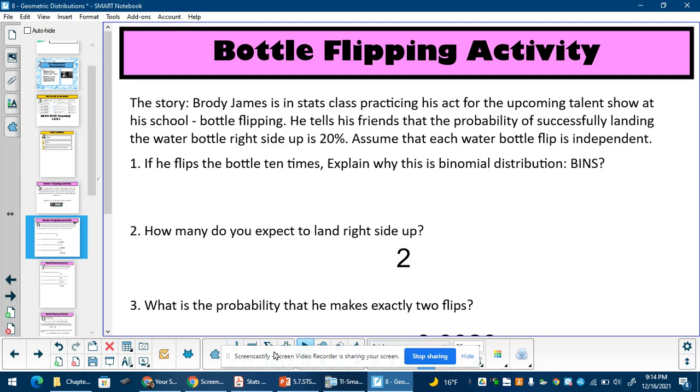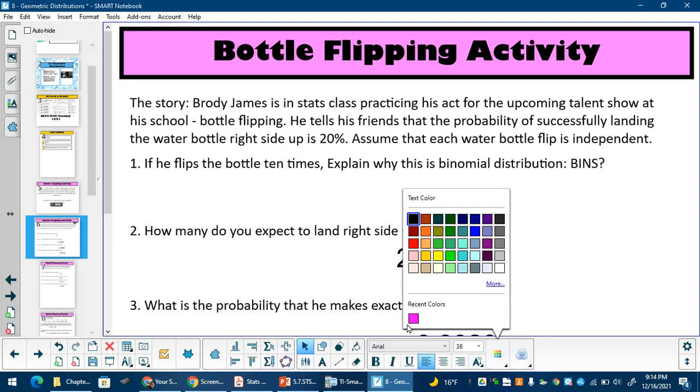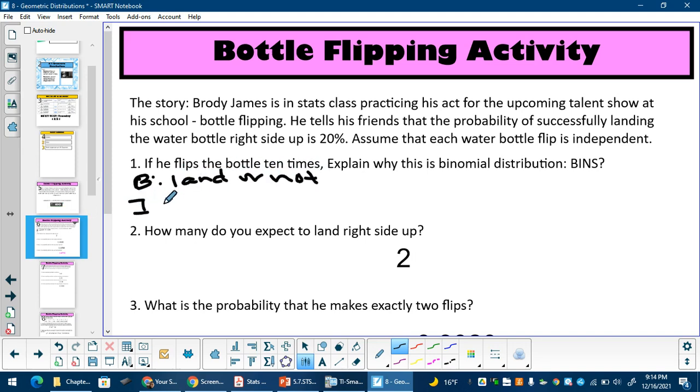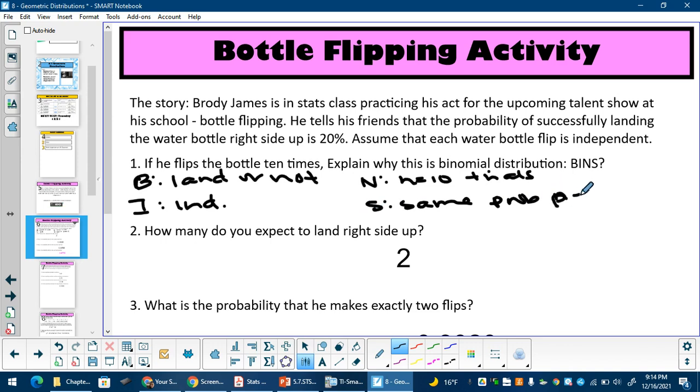All right, so just double check your work. Let's first go ahead and talk about why this is a binomial representation to start. So it is binomial first because it is binary. You either can land or not land. All right, it is independent. The number of trials, it says if he flips 10 times, so the number of trials is 10. And lastly, the probability stays the same, which is P equals 0.20, which is 20%.